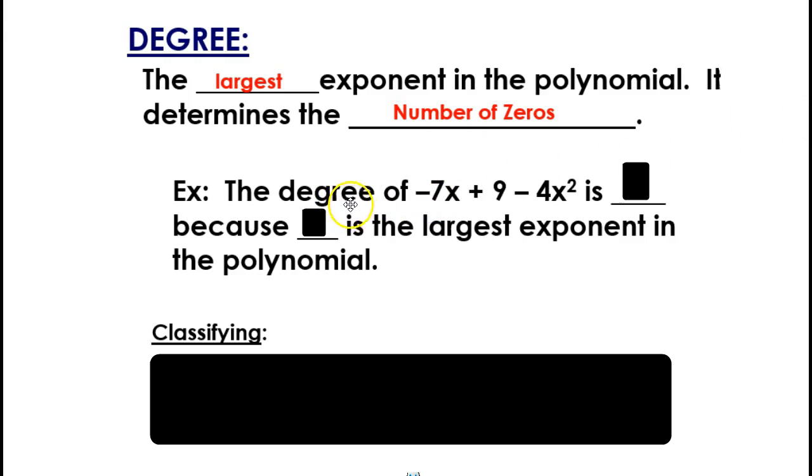So when I look at our example here, the degree of negative 7x plus 9 minus 4x squared is 2. Why is it 2? Because the largest exponent is 2. It's that simple. And because the degree is 2, that means that there are 2 solutions. Okay, 2 is the largest exponent. That means that there are going to be 2 zeros or 2 roots.